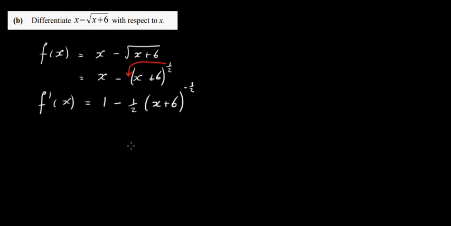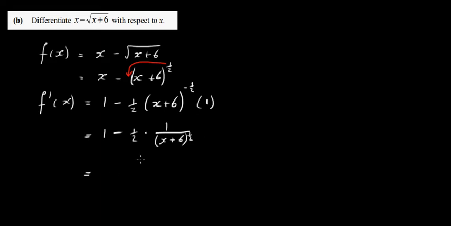Now because we're using the chain rule, you've got to differentiate what's inside the bracket. If we differentiate x plus 6, differentiate x, you'll just get 1. Differentiate 6, you'll get 0. So we've got to multiply by 1 here. Okay, so this is our answer, but let's tidy it up a little bit. So we've got 1 minus this half multiplied by something to the power of minus a half. That's 1 over that something, which is x plus 6 to the power of plus a half, and we're multiplying by 1, so I can just leave that out.